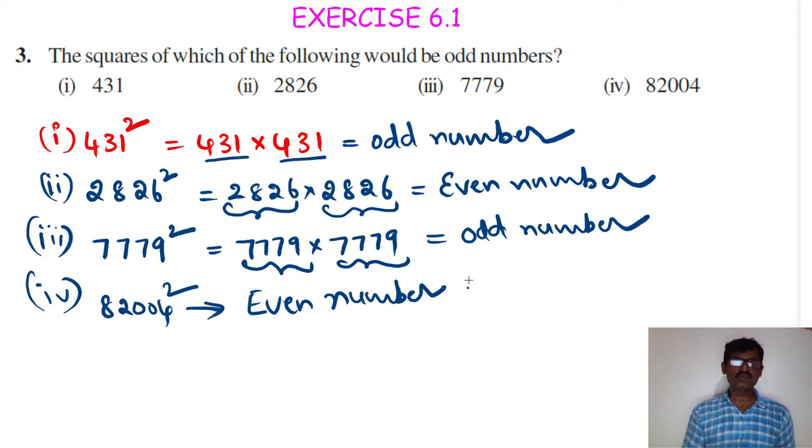So from this we can conclude that the square of an odd number is again an odd number, and the square of an even number is again an even number. Let us go to the next problem.